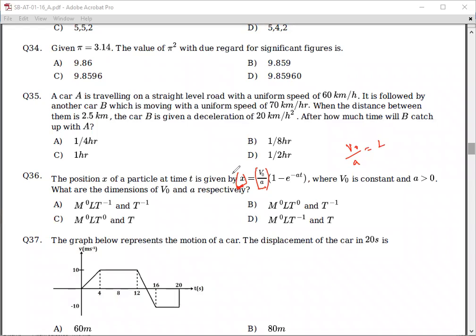A का दिया हुआ है, V0 का डायमेंशन चाहिए. A का डायमेंशन निकल गया तो V0 डायमेंशन निकल जाएगा. V0 is equal to L into A, and A is 1 by T. So I guess V0 is velocity only, right? Okay, so the answer is simple, right? L to the power minus 1 and T to the power minus 1.